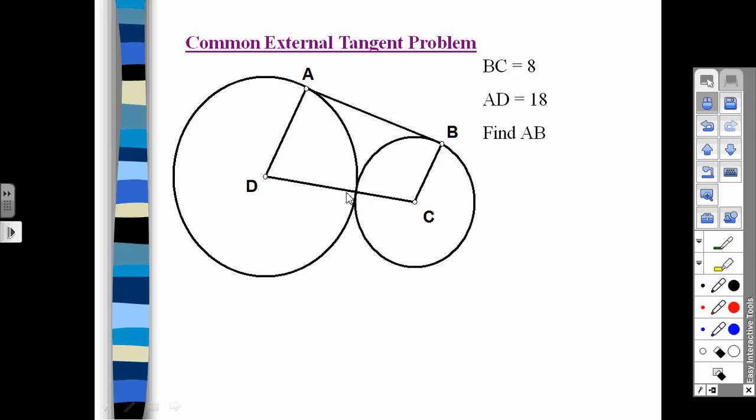I've connected the two centers, so here's our line of centers. Here's our common external tangent, AB. And what I've also done is I've drawn in the radii from the centers to those points of tangency. And if you recall, by definition, we know that these need to be right angles.